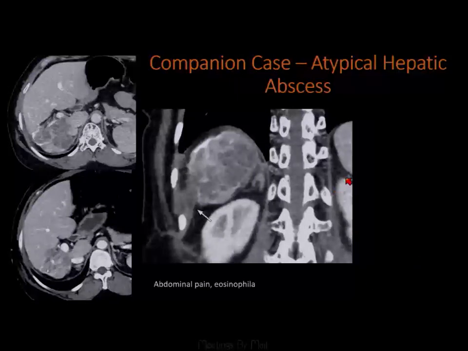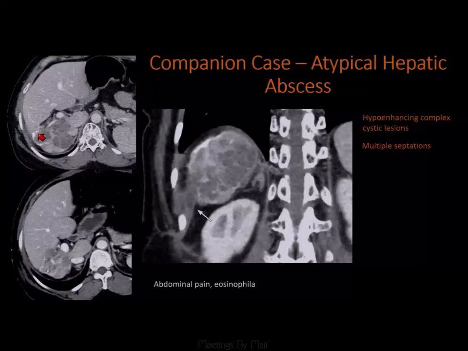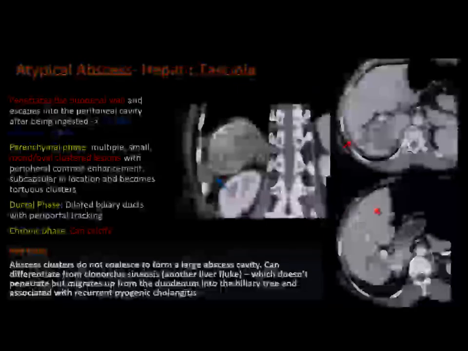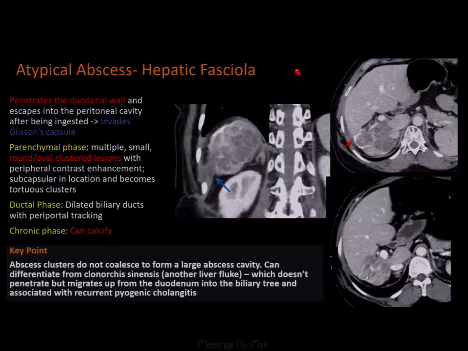All right, atypical hepatic abscesses. This is just a companion case. We have this complex cystic mass here. There's multiple septations, areas of calcification, and you can see that it's extending beyond the margin of the liver or Glisson's capsule. And this was a case of hepatic fasciola. It's helpful here to know the life cycle of hepatic fasciola. When you ingest this bug, it actually invades through the duodenal wall and then penetrates through the liver externally, and that's why you get this stuff outside of the Glisson's capsule.